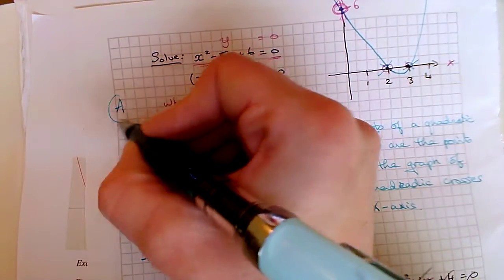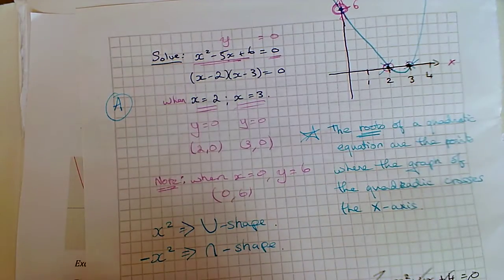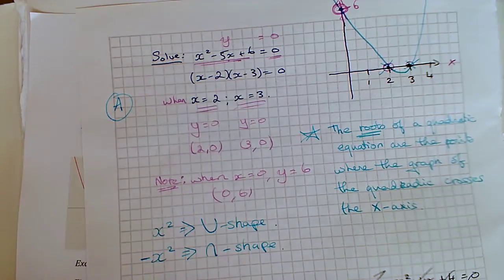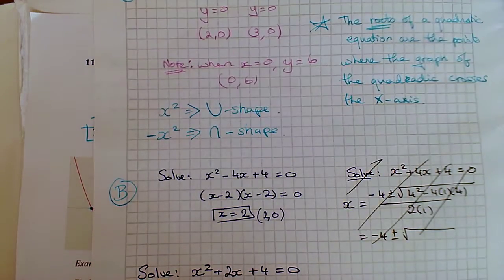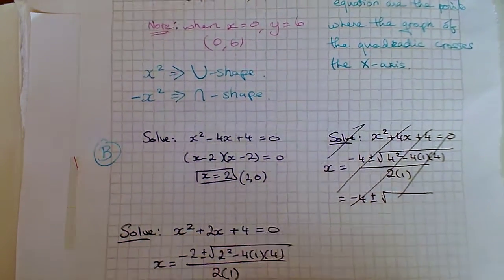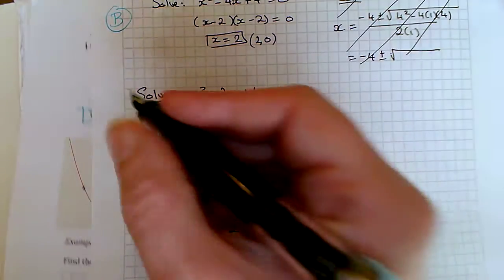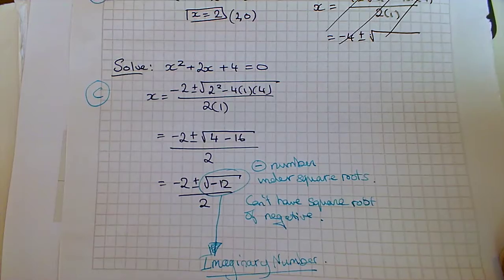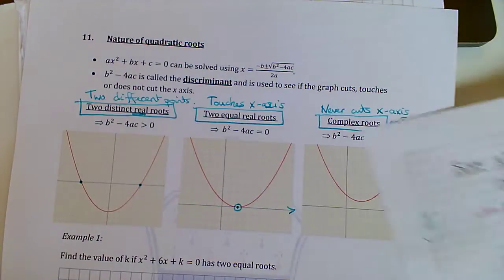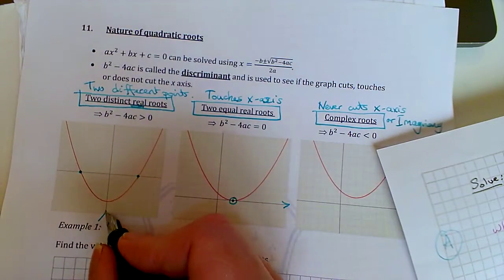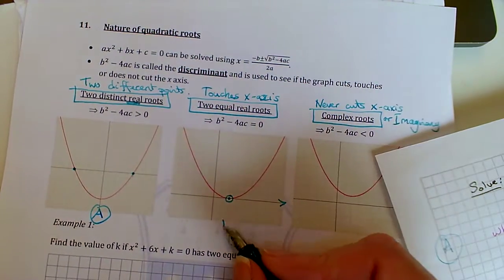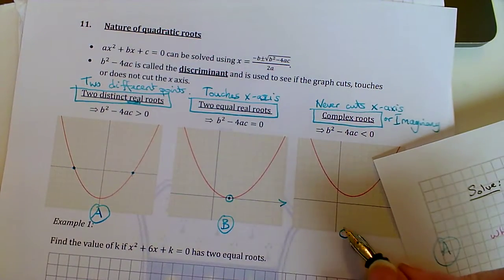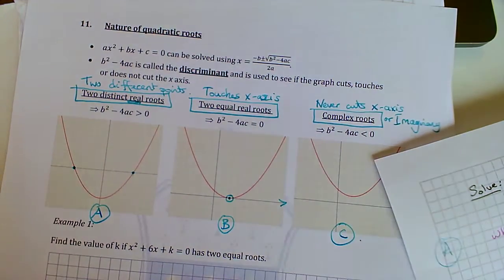So these were the first type, two distinct roots. These were the second type, one root, or two different roots, but they have an equal value. And this was the third type, imaginary roots, or sometimes called complex roots. So A, B, and C here. A, B, and C. Okay, thank you very much.